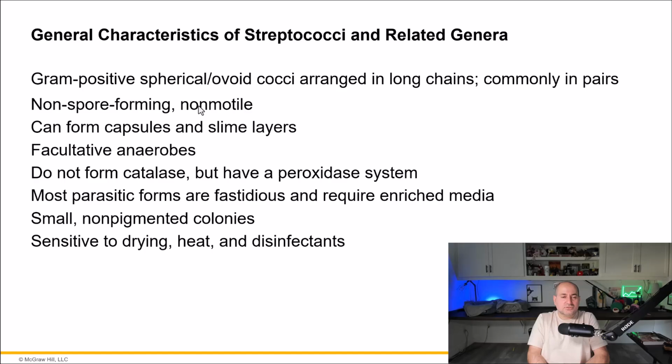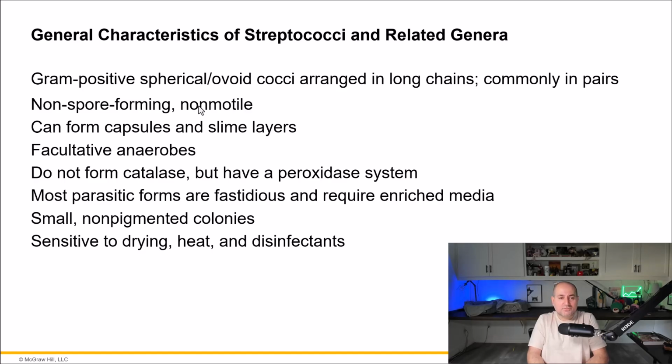They are not endospore forming. They are non-motile, so they are atrichous. Some can form capsules and slime layers, others don't. They are facultative anaerobes. That means that they can either live in the presence or absence of oxygen. They do not form catalase. Remember, they are catalase negative. However, they have a peroxidase system, so they are peroxidase positive.